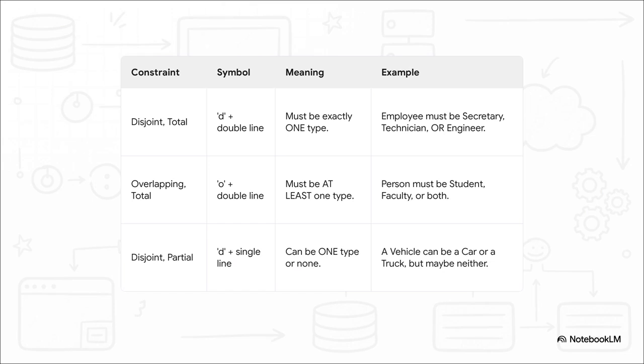Okay, I know that was a lot. So here it is all put together in a super handy cheat sheet. This table combines those two rules we just talked about. So for example, you see a D plus a double line. That means an entity must be exactly one of the types. You see a D plus a single line, that means it can be one of the types, or maybe none of them. This is basically the grammar you need to read these ER diagrams.